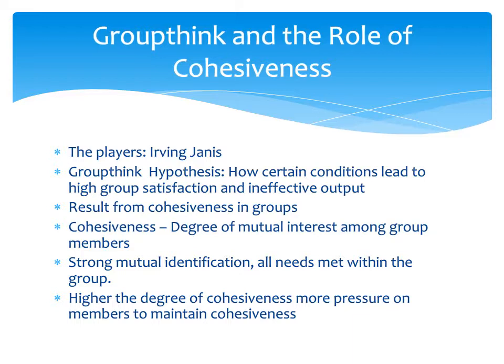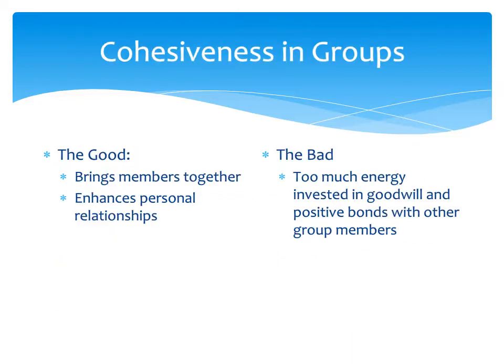This means that sometimes groups can come up with really bad decisions and appear at least to be really okay with that. Groupthink results from a high degree of cohesiveness in groups. Cohesiveness is the degree of mutual interest among a group's members. Some cohesiveness is a good thing. Mutual interest brings group members together and enhances interpersonal relationships among members which can help them work together.